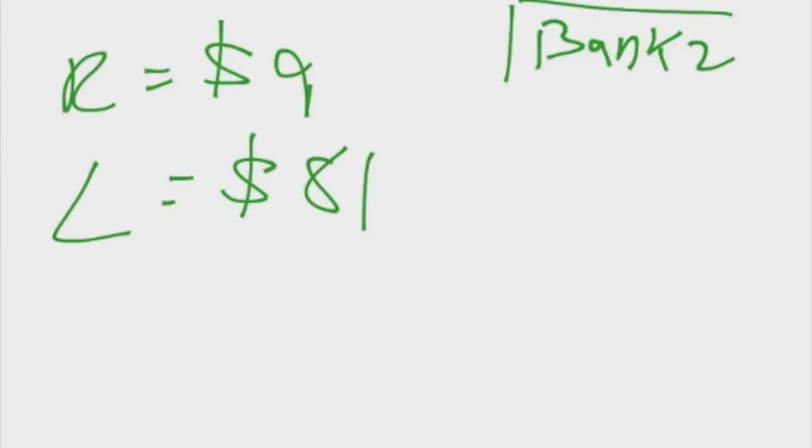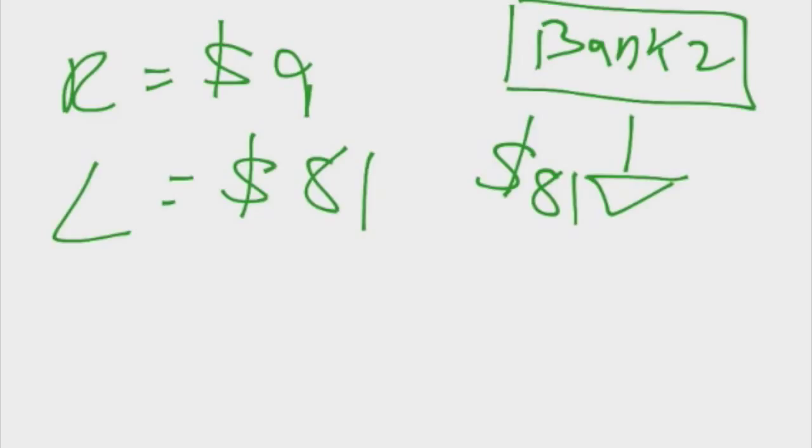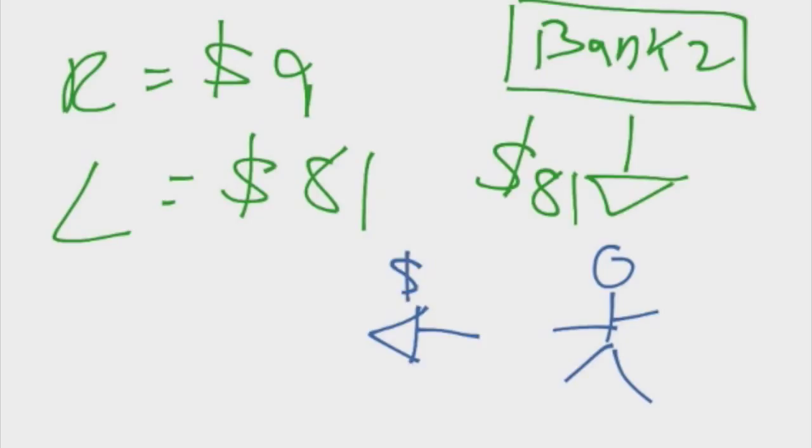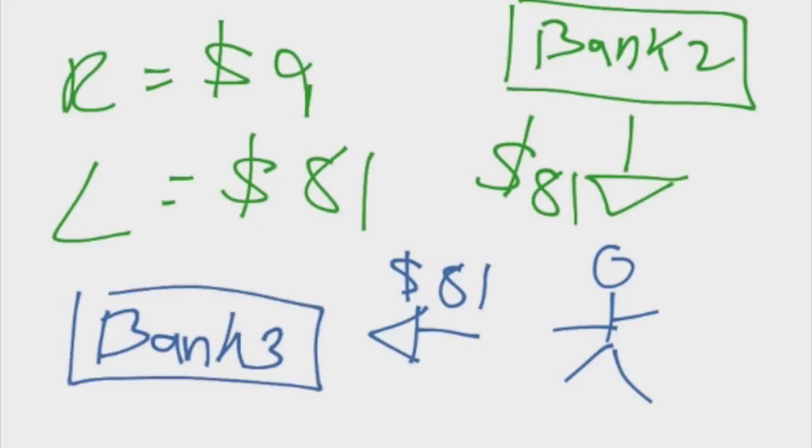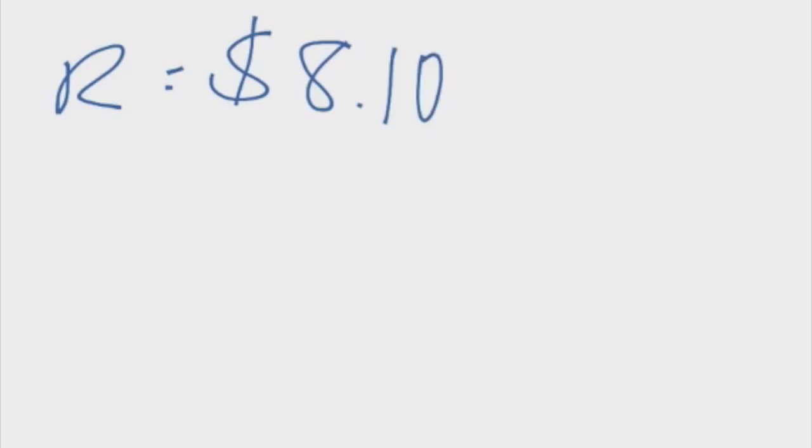So this second bank loans it out to another person, and then this person deposits the $81 in another bank. And again, the banks have to have a reserve of 10%, which is fractional reserve, a fraction of the deposit. So this would be $8.10 in the reserve, and that means that they can lend out $72.90.